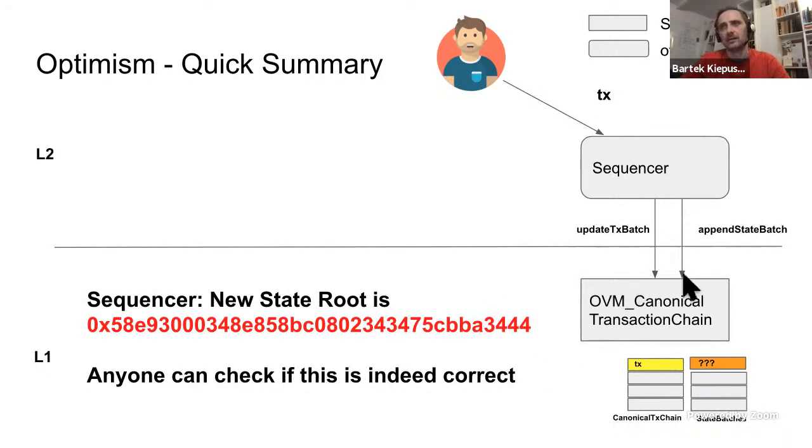So when the sequencer sends the state to L1, it doesn't send the full state, because that would be a massive amount of data. It only sends the state root. And as you can see, this is pretty cryptic, and we kind of have to trust the sequencer that the state root is indeed correct.